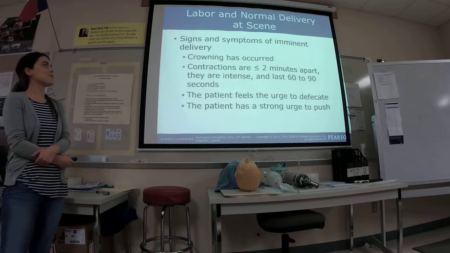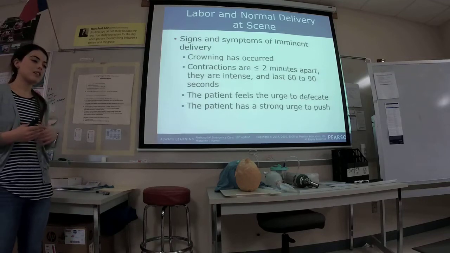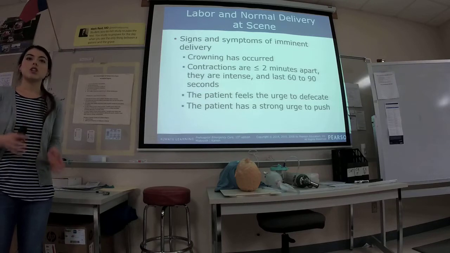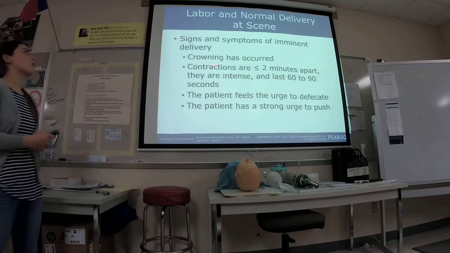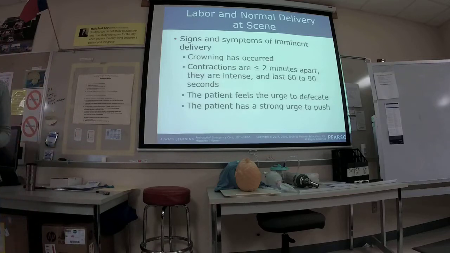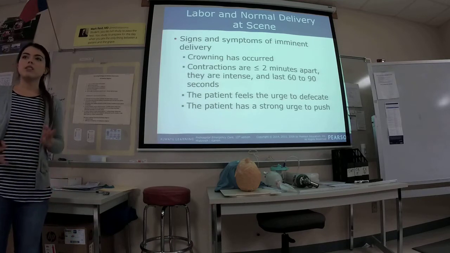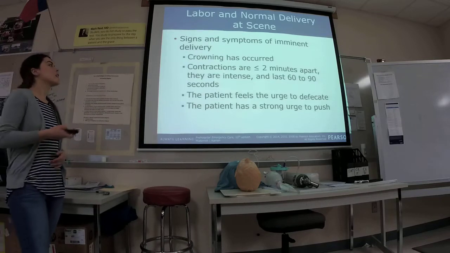So, signs and symptoms of imminent delivery. This is whenever we have to decide whether or not we're going to transport the mother or have to stop and deliver wherever we are, whether it's Walmart or in the ambulance. So when crowning has occurred, what is crowning? Yeah, so presentation of the head or a limb, presentation of any part of the baby. That's the definition of crowning.